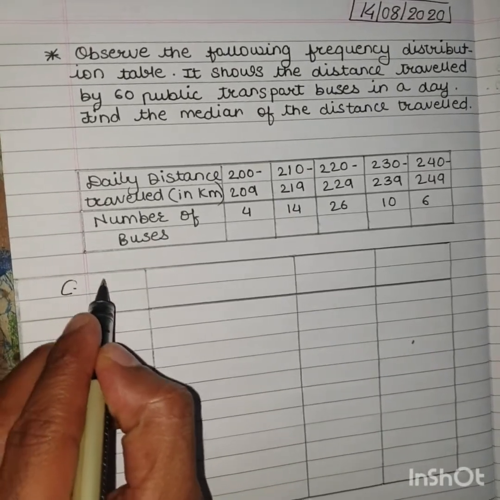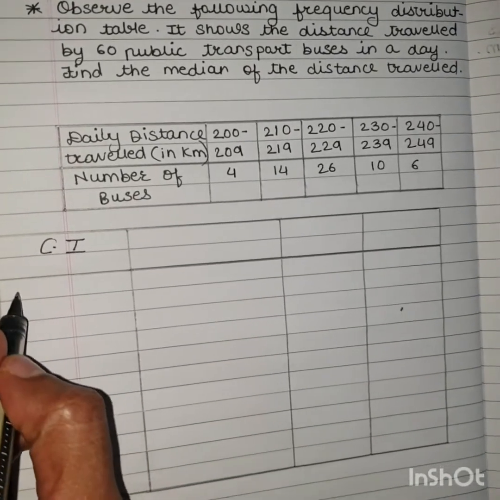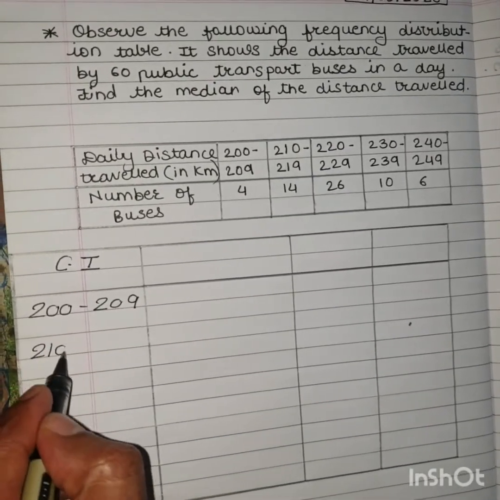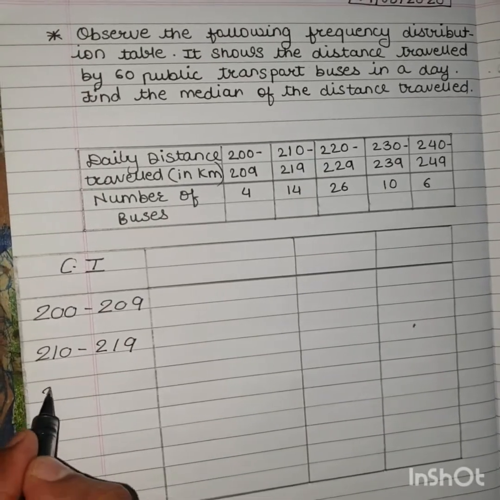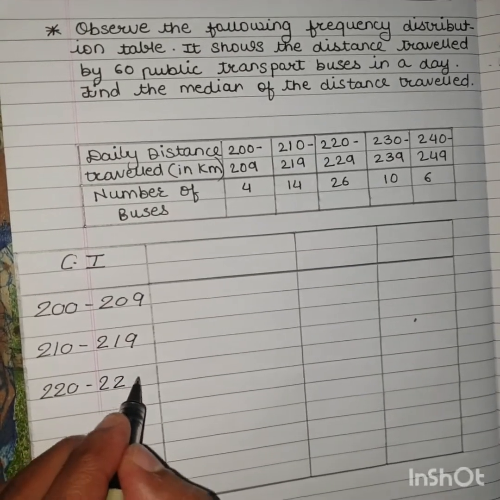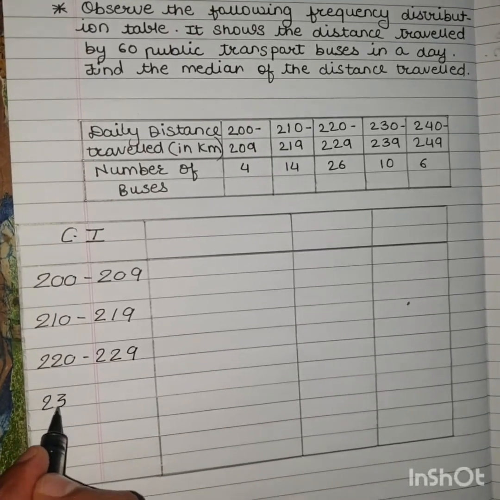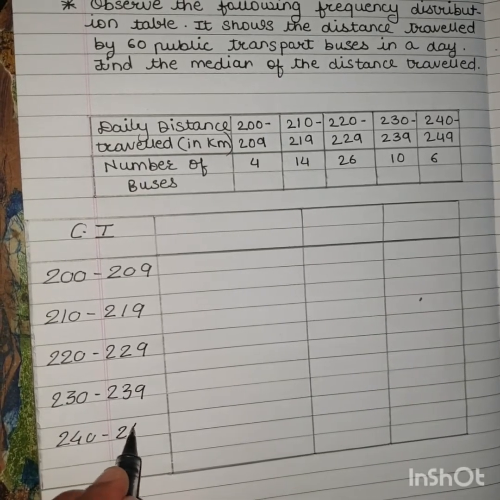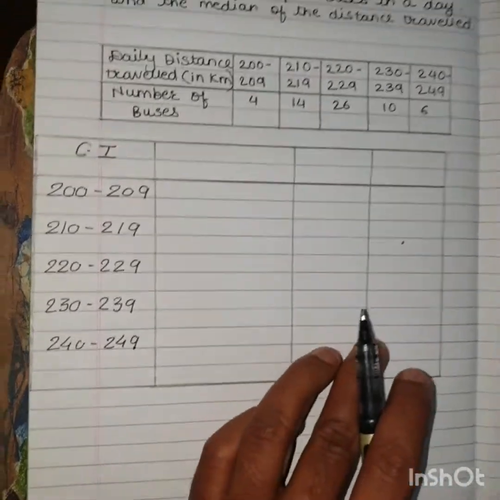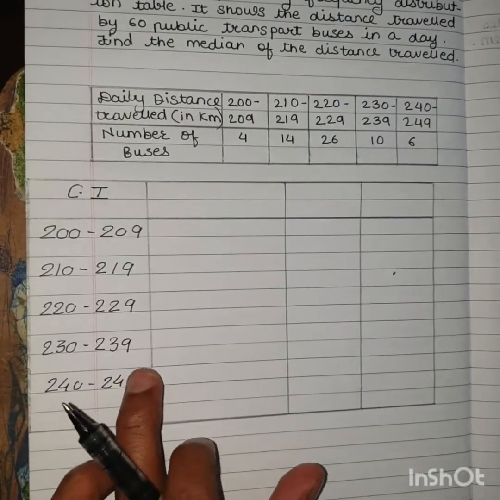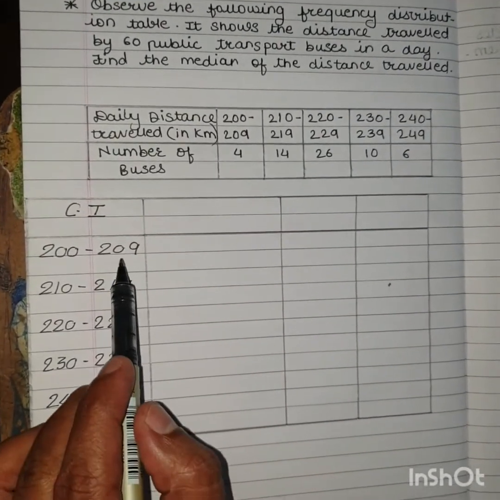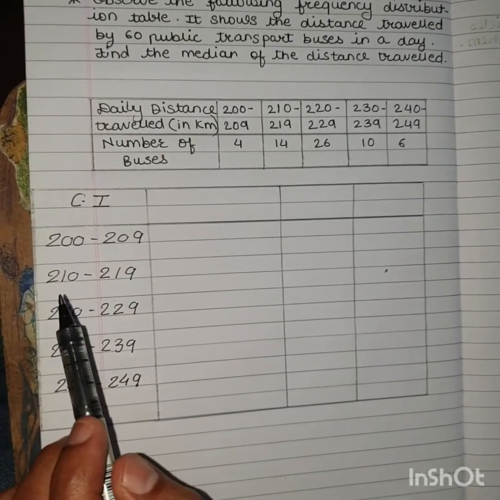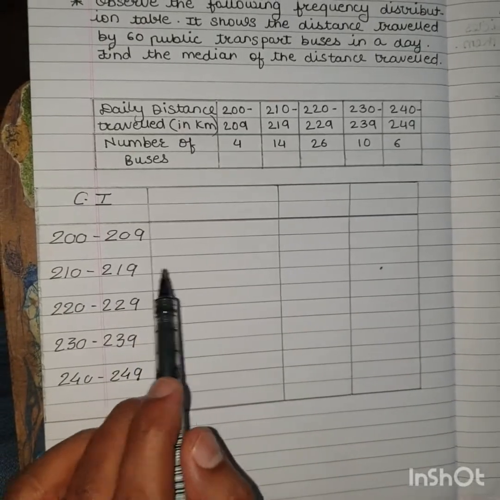So our first column will be CI, that is class interval. The first class is 200 to 209, 210 to 219, 220 to 229, 230 to 239, 240 to 249. Now, if you observe, in this sum, the given classes are not continuous. Means what? Our first class ends at 209, whereas second class starts at 210. So, in the first step, let's make the classes continuous.